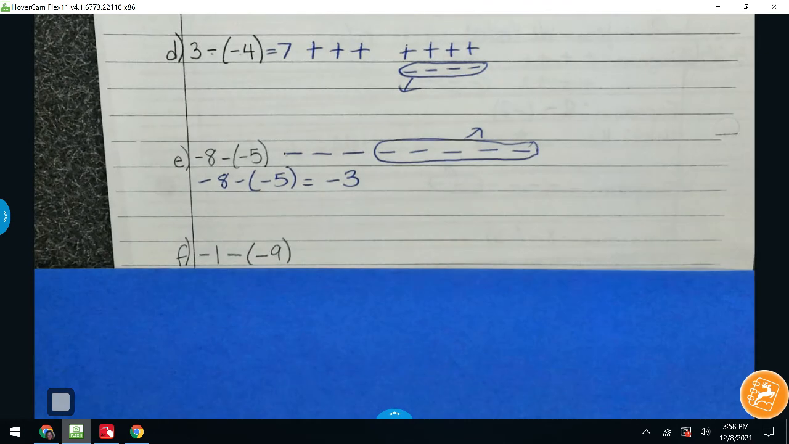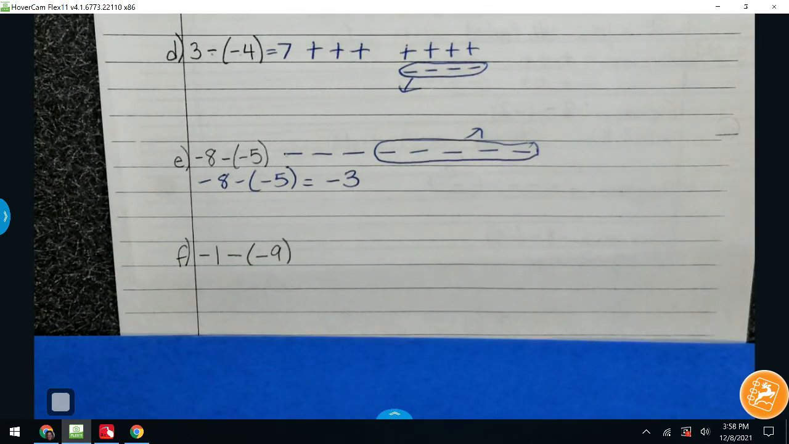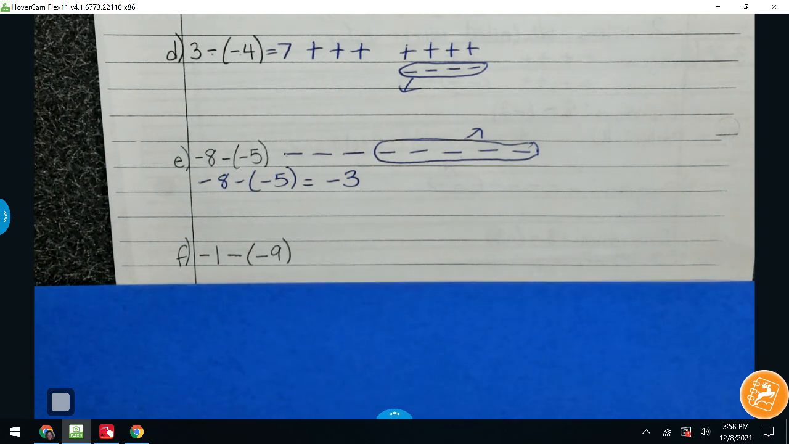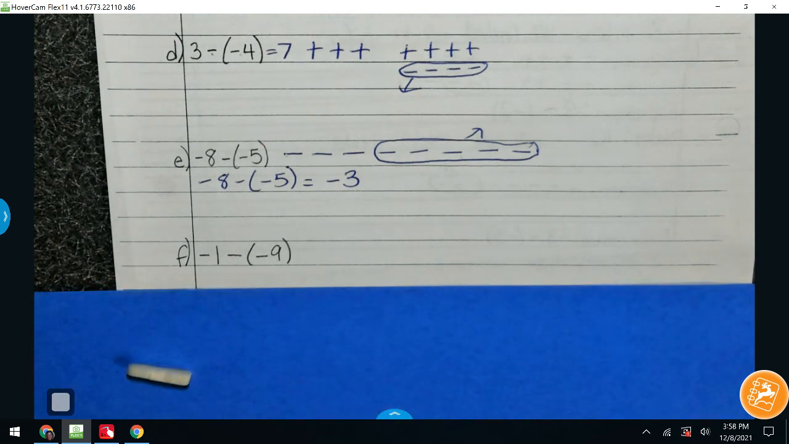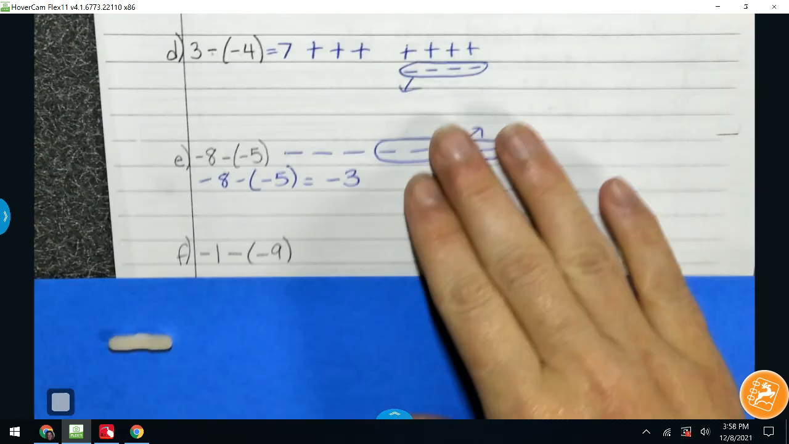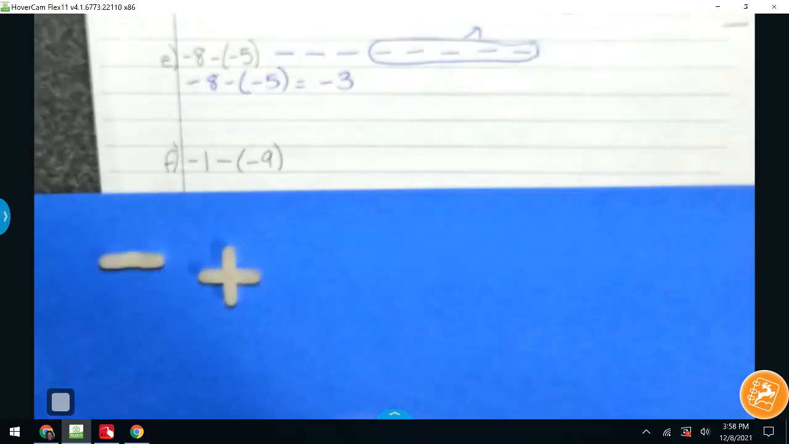Last one. This guy right here, and then it's a different problem, but that's okay. So I have right here where I'm going to use the integer tiles because they're handy right here. So I have -1, but I need to remove -9. So I don't have enough to take away. So what I'm going to do is add 0 pairs.